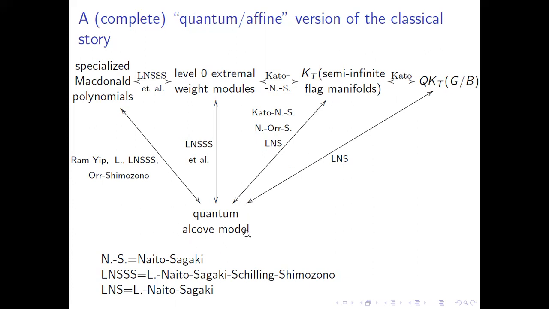And then the quantum alcove model gives you formulas. It's a model for all of these algebraic and geometric structures. And the most recent result is mine with Naito and Sagaki, which used the quantum alcove model to give a Chevalley formula in quantum K-theory, which was our conjecture with Postnikov and Maeno. So I will spend the rest of the talk explaining this diagram, all the concepts here and the connections between them.